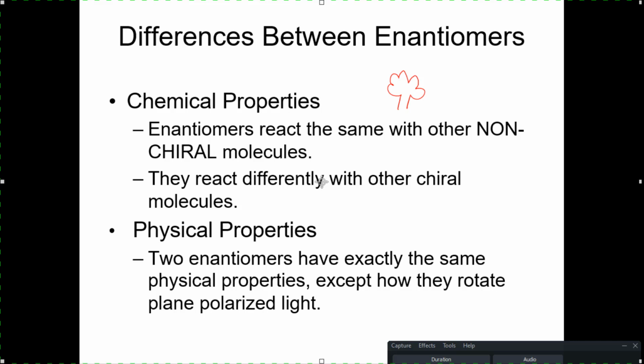So with drugs, what that means is that if you have a chiral drug like naproxen sodium, other molecules in your body are chiral. Proteins are chiral. Enzymes are chiral. DNA is chiral. So those other chiral molecules can react differently with that drug, and the two enantiomers react differently. That's a big issue.